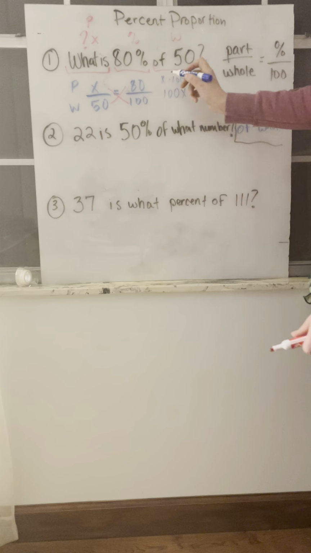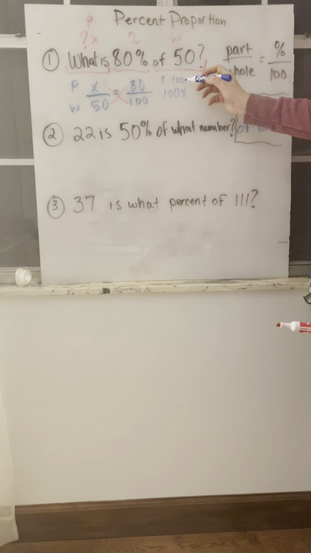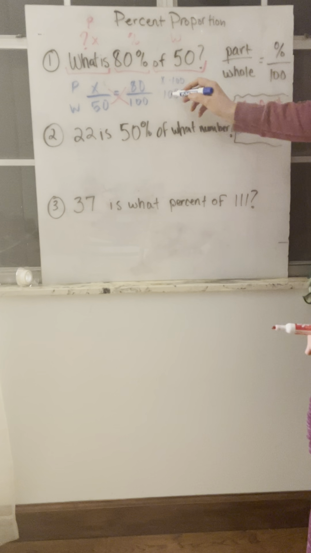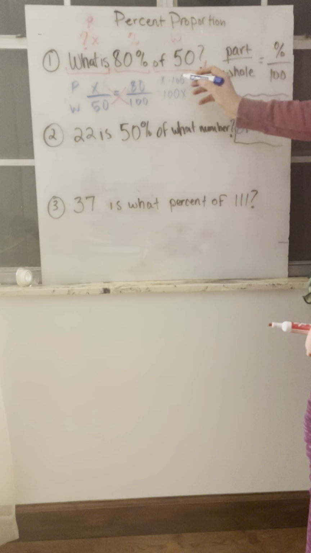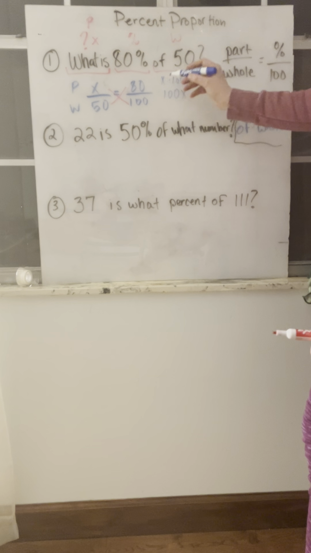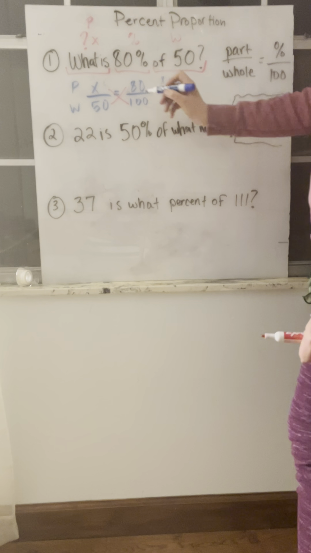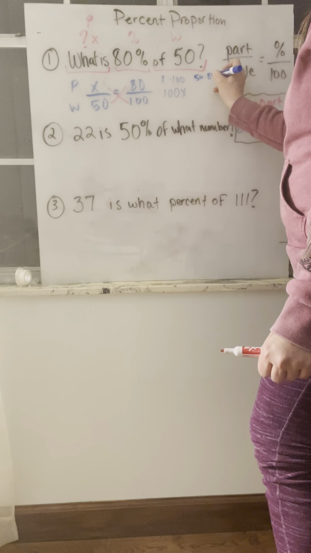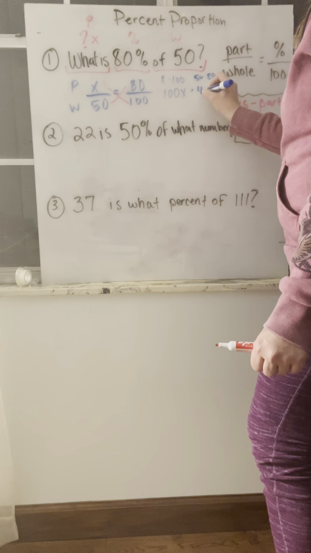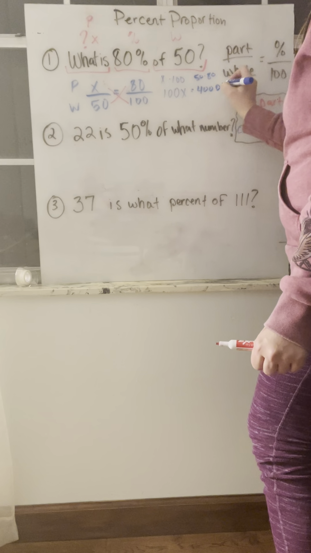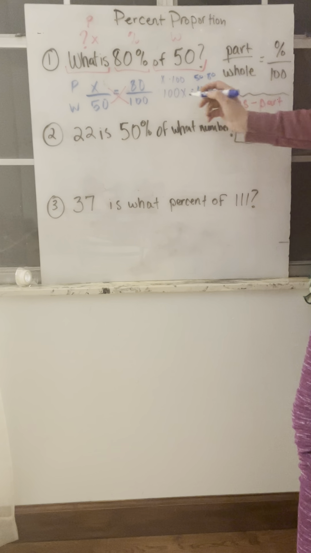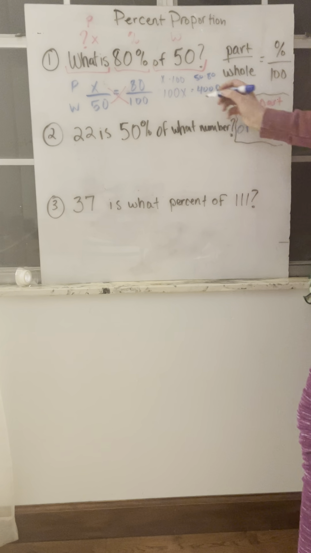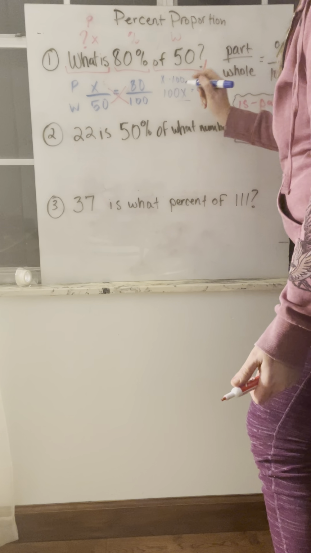Because if you have a variable times a number, that number becomes the variable's coefficient, the number standing right beside it. X times 100 becomes 100x. Then we have 50 times 80, that's going to be 4,000. Our last step, now we have a one-step equation: 100 times a number, x, equals 4,000. So we're going to divide.